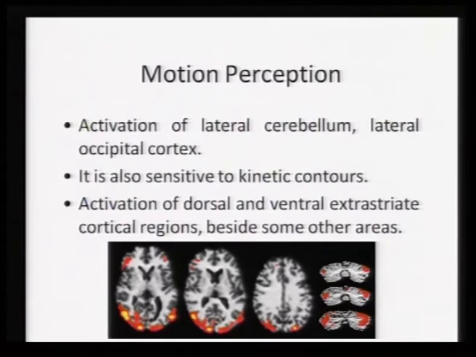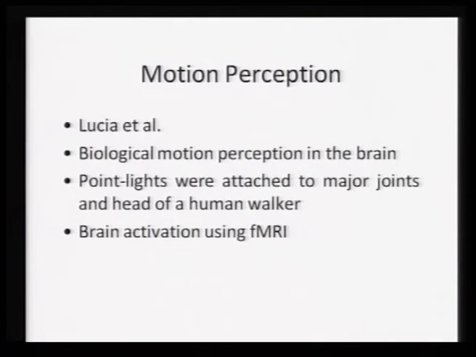Interestingly, the activation of the dorsal and ventral extrastriate cortical regions were also seen besides some other areas. This is of course not the full work of Lucia et al. No, it is just a selected part that I am sharing with you. Now, illusion of movement can also be created. Right now you saw different forms of visual illusion, right from Muller-Lyer to Ponzo to horizontal, vertical, trapezoidal window. We saw different types of illusion. Now, there could be an illusion of movement.